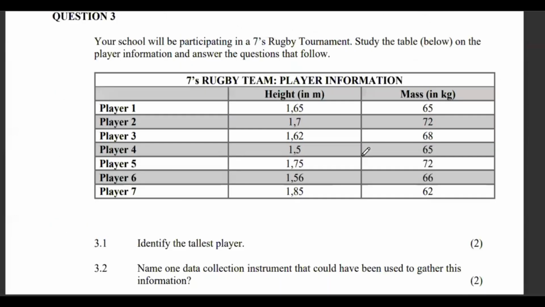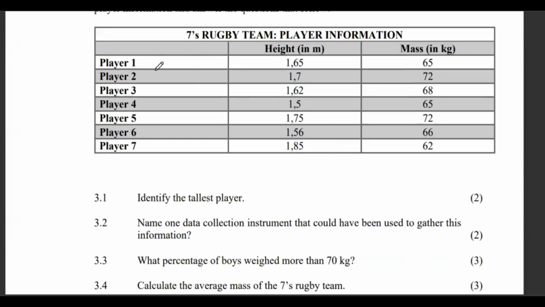Question number 3. The school will be participating in a rugby tournament. Study the table below on the player information and answer the questions that follow. We have player 1 up to player 7. Identify the tallest player. Now, for the tallest, we shall use the height. We look for the highest number here, which is this. So we shall say player 7.